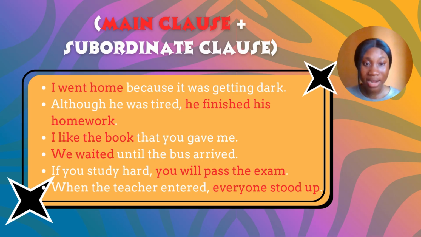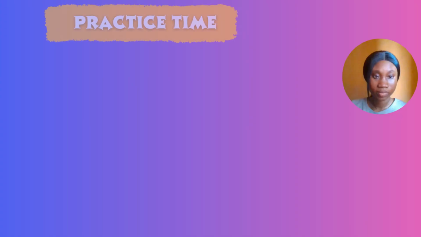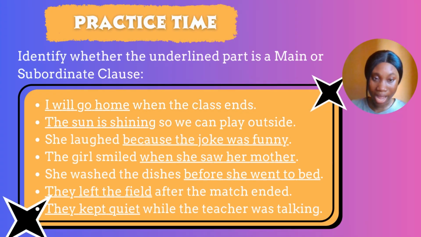And lastly, when the teacher entered, everyone stood up. So when the teacher entered, subordinate clause. Everyone stood up, main clause. So get familiar with your conjunctions, because subordinate clauses always begin with conjunctions. They can appear at the beginning of a sentence or towards the ending of a sentence. With everything that we have learned so far, I believe we can try out this exercise. The main clause is the mother, the subordinate clause is the child. Subordinate clauses always have conjunctions. So look out for the conjunctions and you've simply found your subordinate clause.